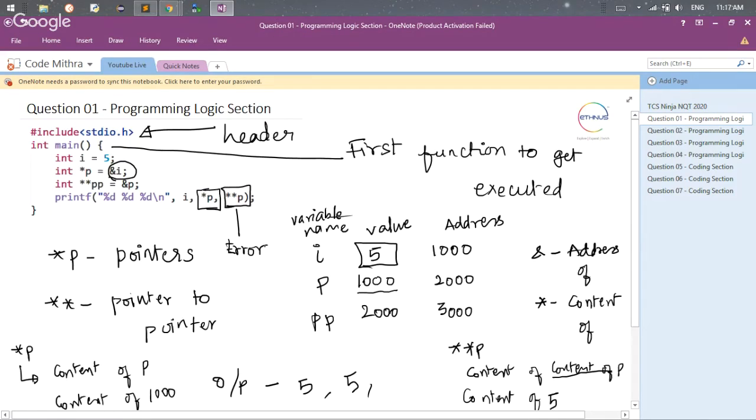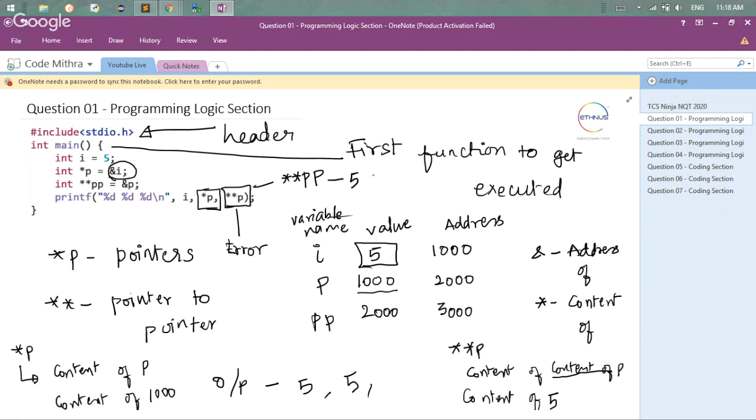Okay. So because we cannot print the content of P. Just in case, if they would have asked us to print content of PP, the answer would be 5 here. But since they have asked content of P, we will not be able to fetch the answer, because it is speaking about content of 5. 5 is not even a valid address space for us. So it is going to create an error.